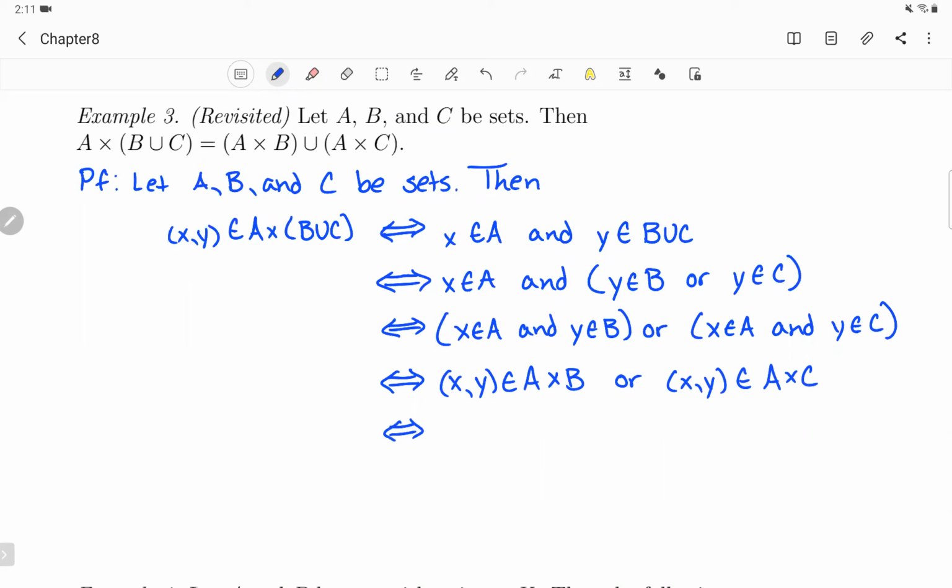And now we get to what we want. XY is in A cross B union A cross C. Now we still have to write our closing sentence, but we have all our logic of our proof right here.